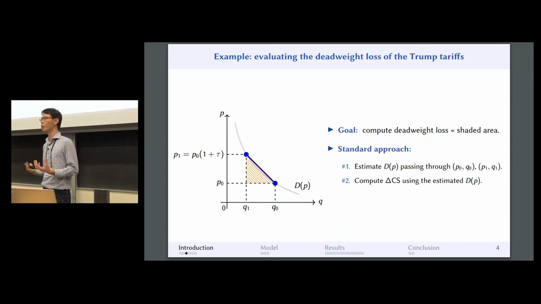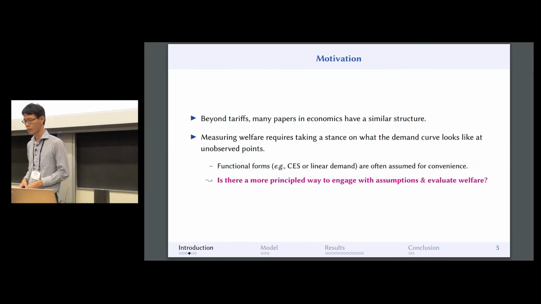Right? So this argument works when these 2 points are very close together. You can argue through a Taylor approximation that this approximates the true change in consumer surplus. But in the case of the Trump tariffs, on some goods they were as large as 20%. You no longer can use this Taylor approximation argument to say that this is close to the actual change in consumer surplus.